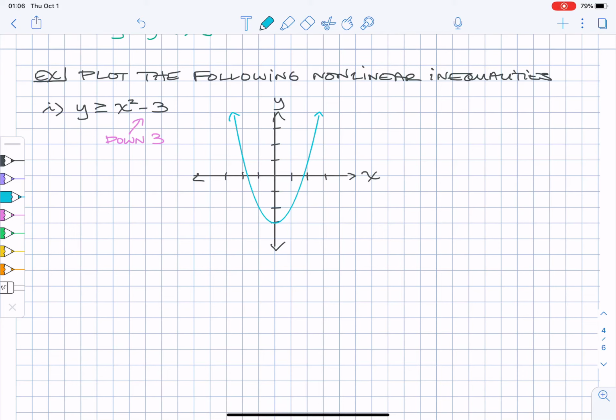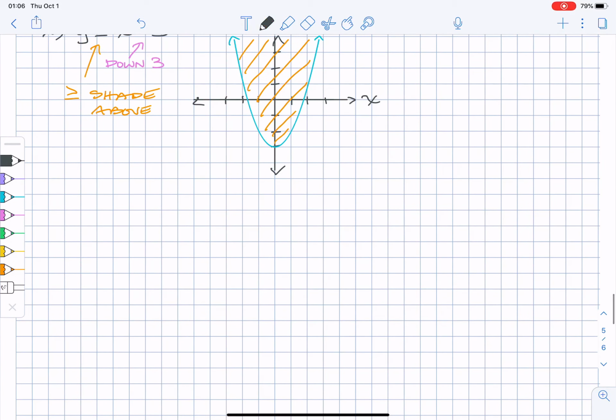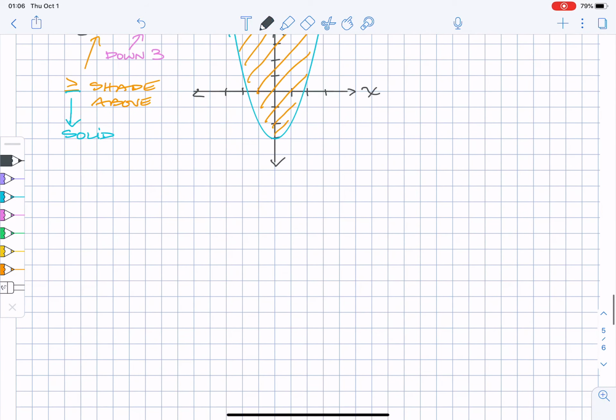Okay, so what is the solution set? I still haven't done the solution set. So the solution set is going to be above. So this greater than or equal to, shade above. And of course it was a solid line. So the whole region above this solid graph is going to be the solution. Okay, and this will be a solid line.